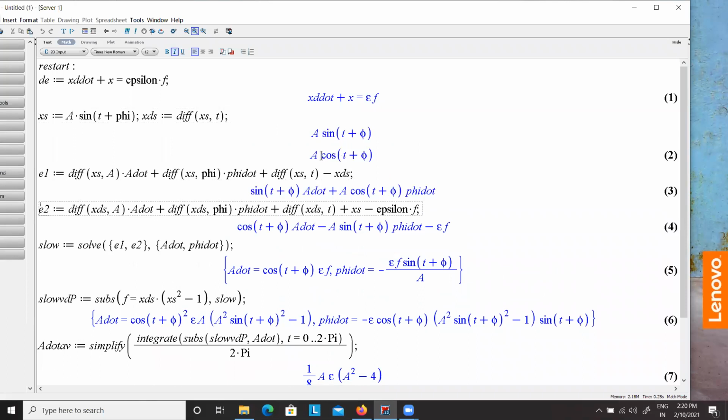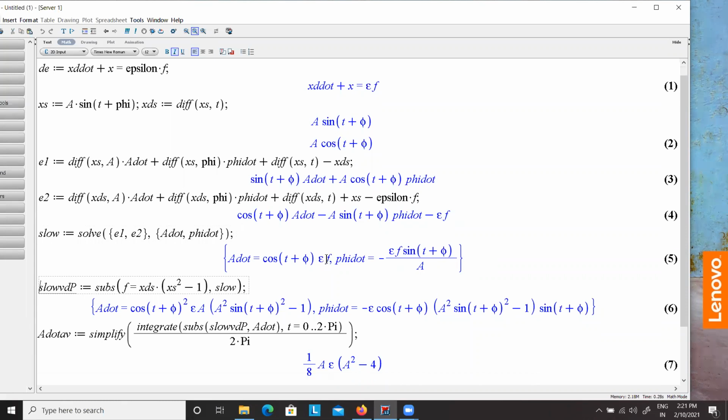The other thing is the time derivative of x dot, which is here: the partial derivative with respect to a times a dot, the partial derivative with respect to phi times phi dot, plus the partial derivative with respect to time, plus x, minus epsilon f. This has to be 0 also. Now this E1 and E2 have to be solved for a dot and phi dot. I'm just calling this set of two equations slow. These are slow equations. Why? Because a dot is order epsilon, phi dot is order epsilon. So this system is now in Lagrange standard form.